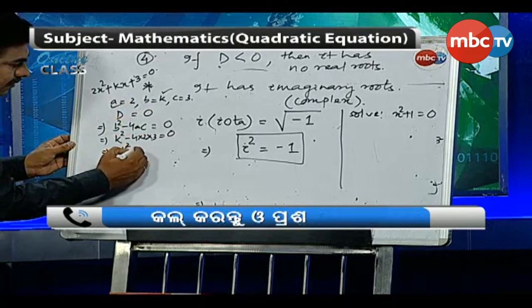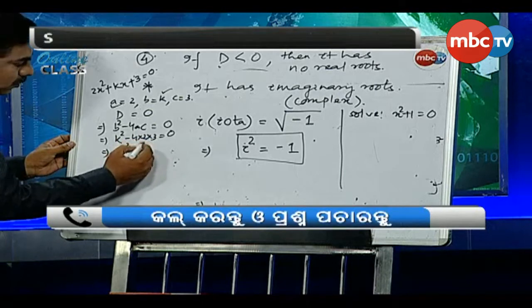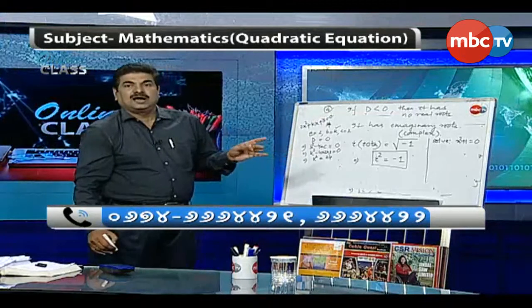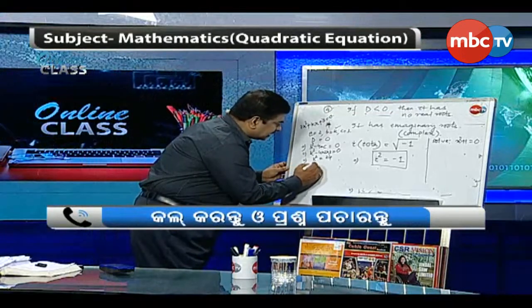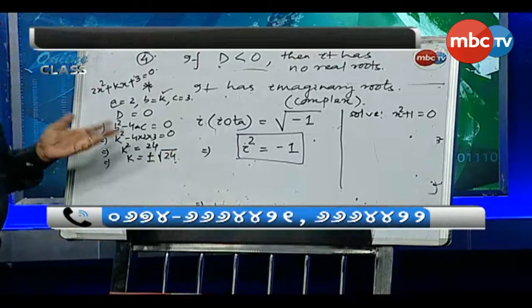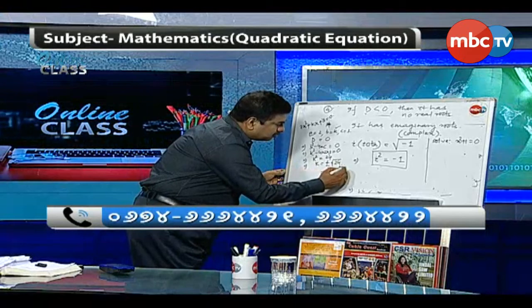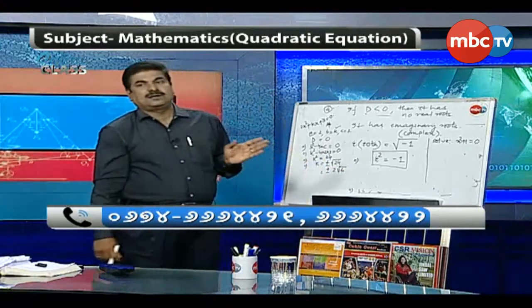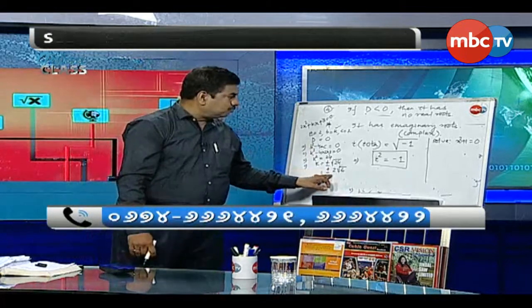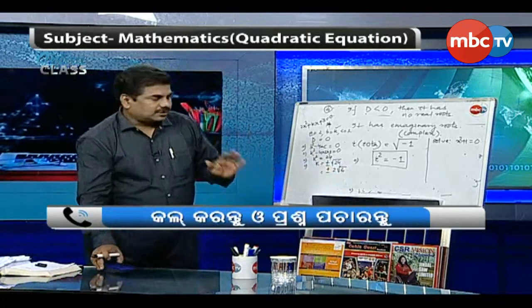Therefore, k square minus, here you see dear, 4 into 2, 8 into 3, 24. So, k square is equal to 24, or we can write this as k equal to plus or minus square root of 24, or we can write this as plus or minus 2 root 6 dear. Then the value of k is equal to plus or minus 2 root 6. Okay dear? Yes, sir. Okay.